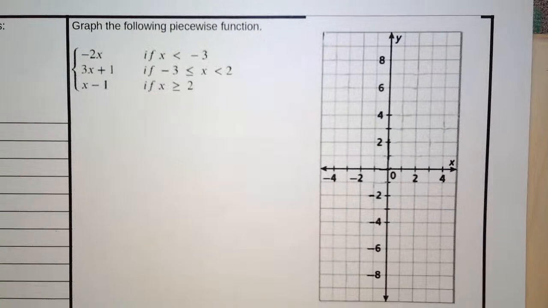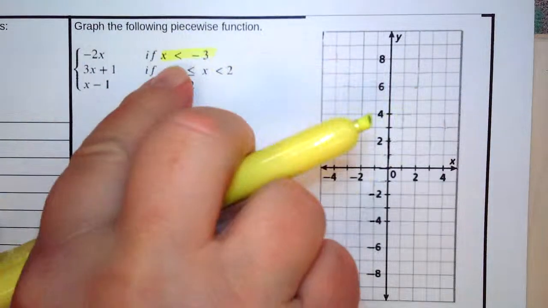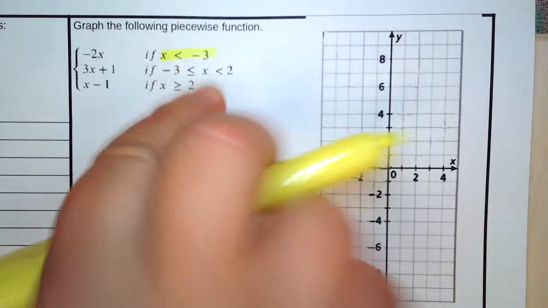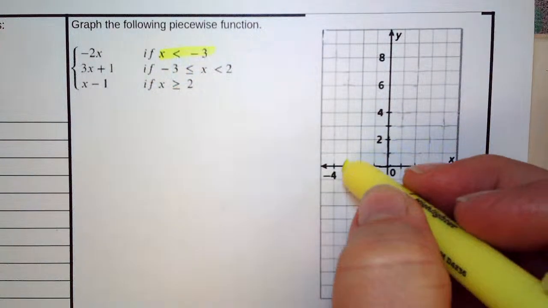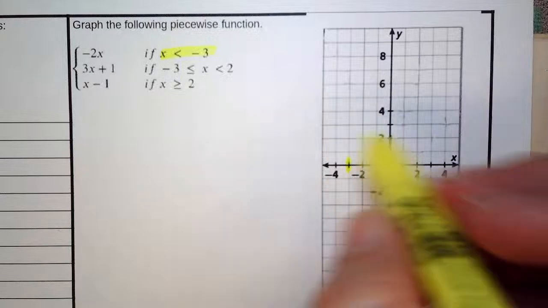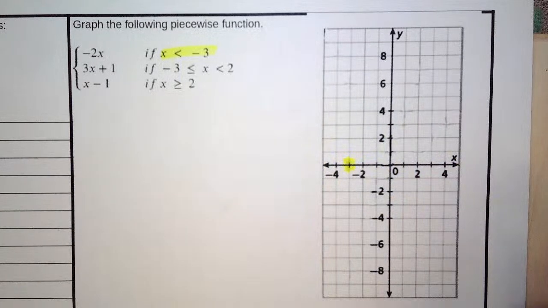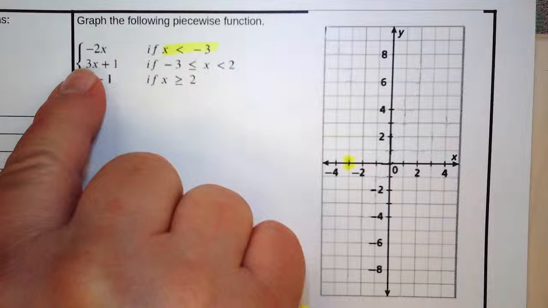Okay, now we're getting into the graphing part. If you notice, you are given different domains. The first domain we're looking at is if x is less than -3. So -3 is this spot right here on my x-axis. That's what it corresponds to. So before -3, we have -2x.